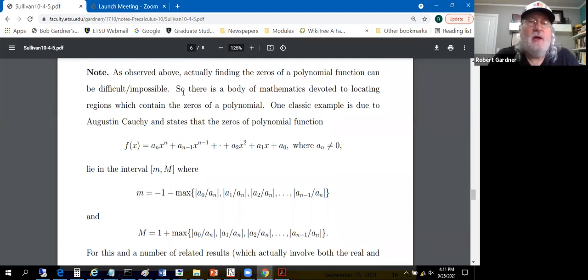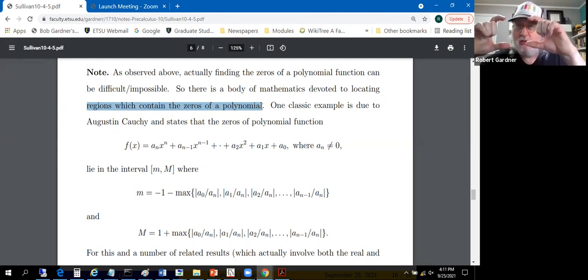We didn't actually find the zeros. This can be hard, can be impossible in a certain sense, in an algebraic sense. So there's a body of math devoted to locating the regions which contain zeros of polynomials. That's what we were just doing with that lowercase m and capital M. I know all the real zeros are in here.